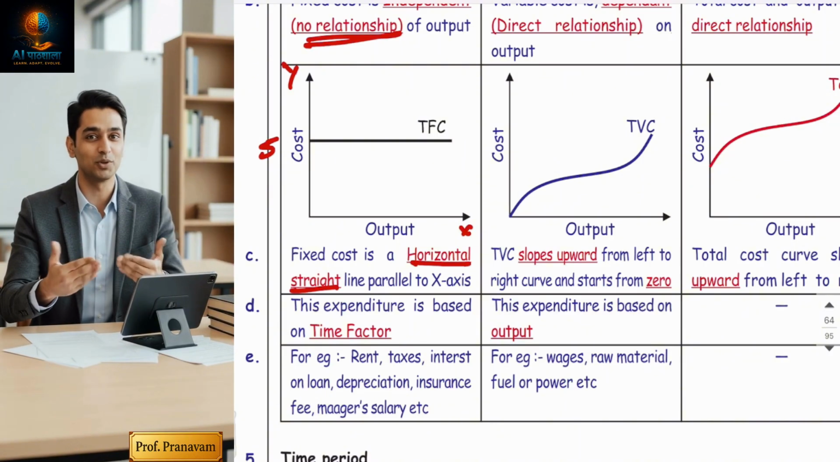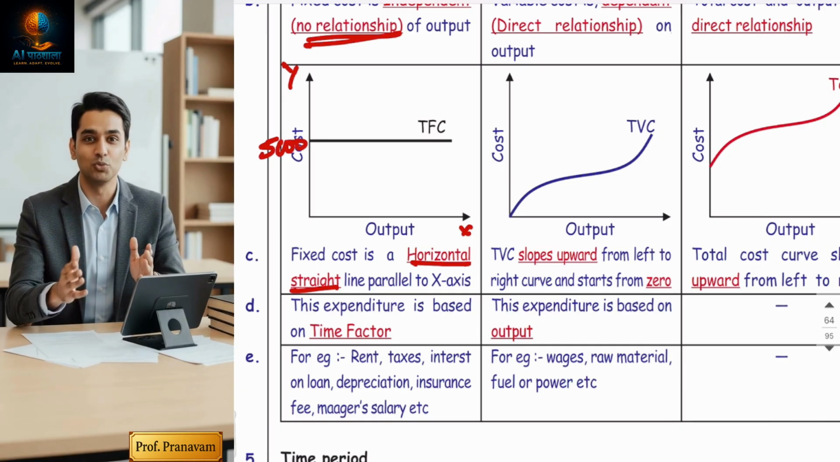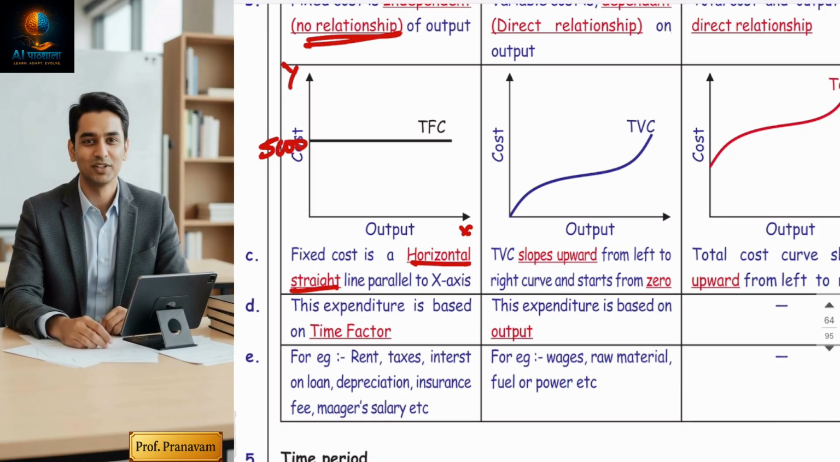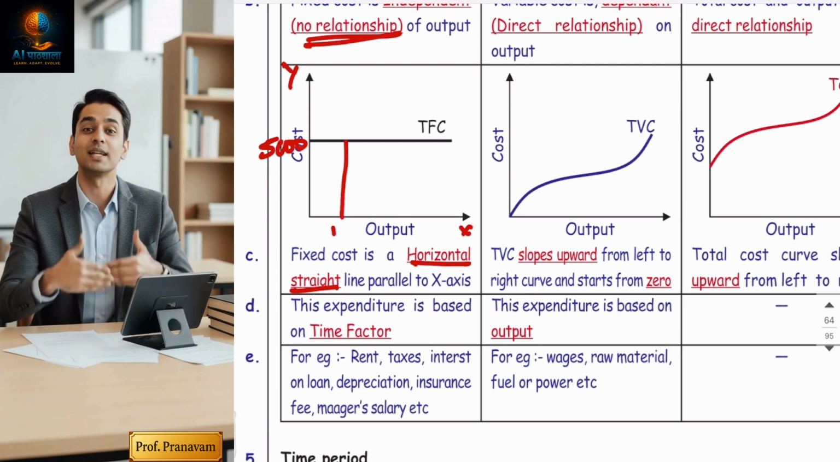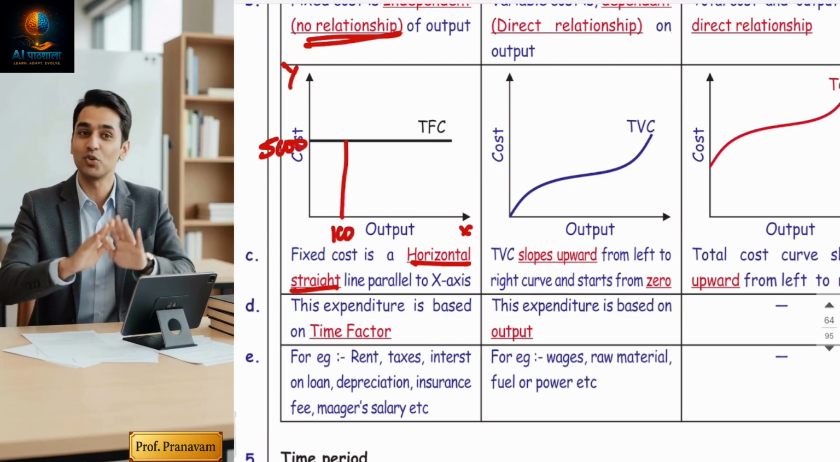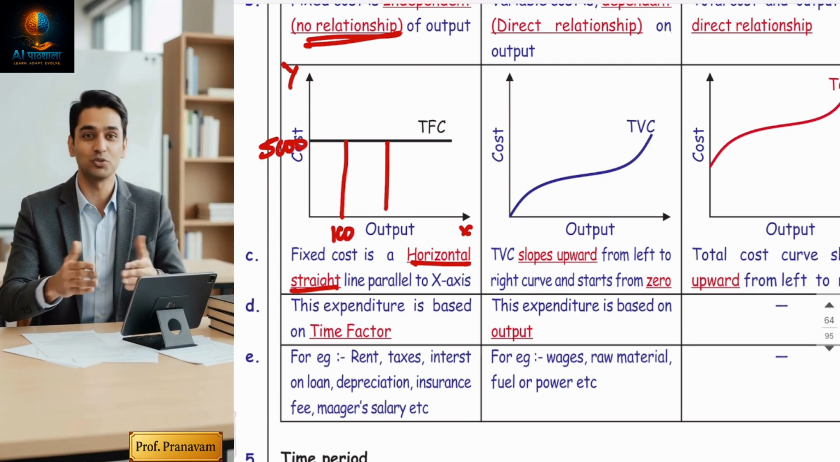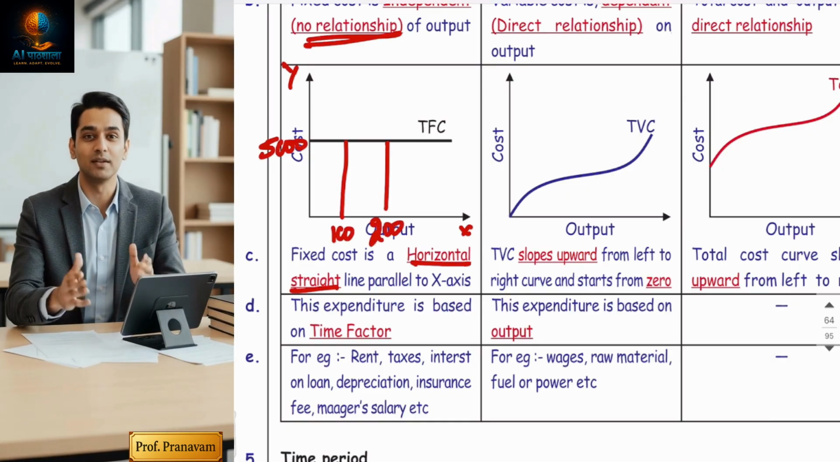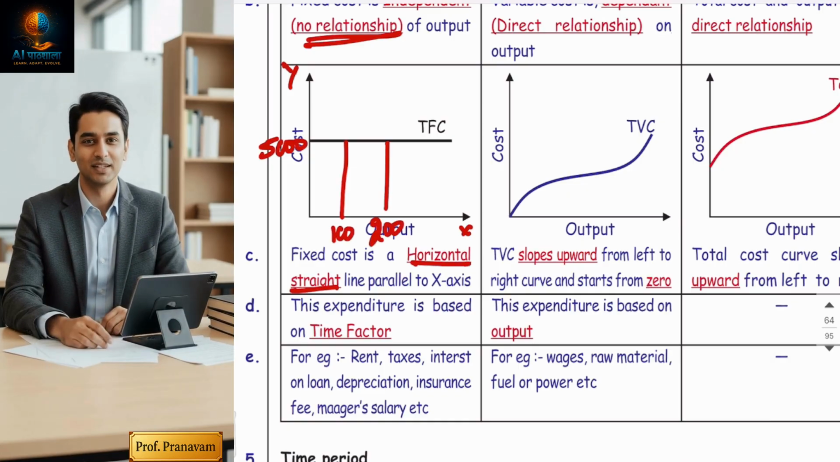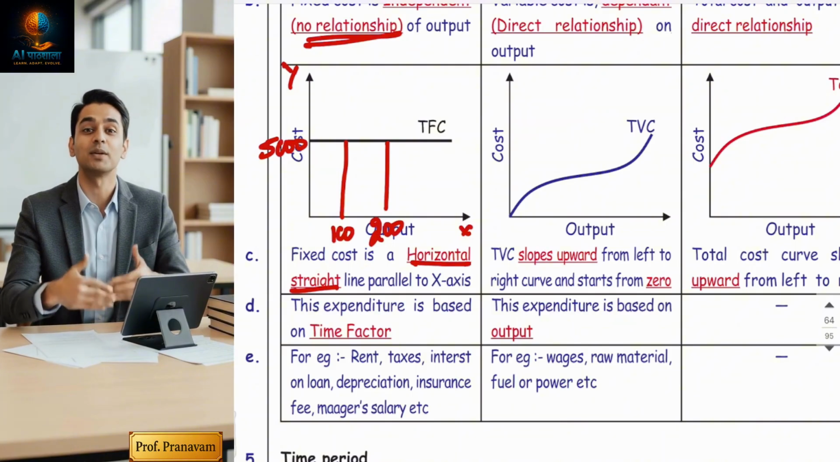Let's say for example my rent is 5,000. So this line is 5,000. Output is on the x-axis. For example, I'm producing 100 chocolates. To produce 100 chocolates, my rent will remain 5,000. If I'm producing 200 chocolates, rent will remain 5,000. Are you getting my point?